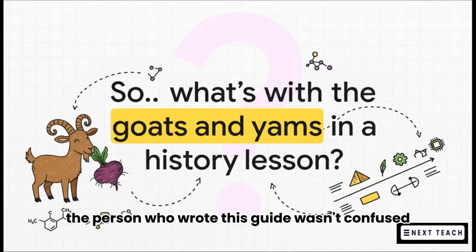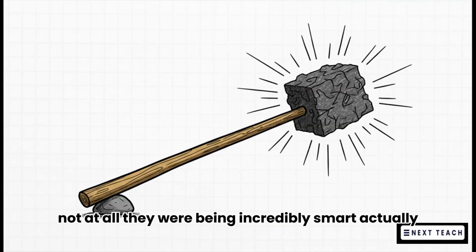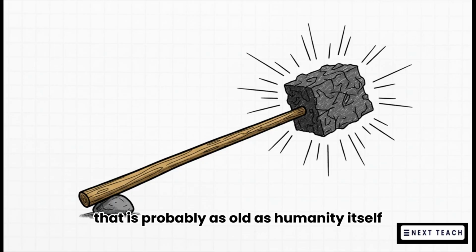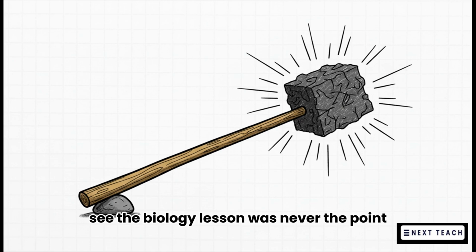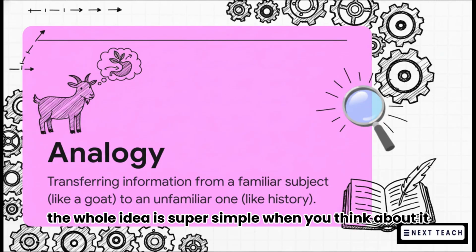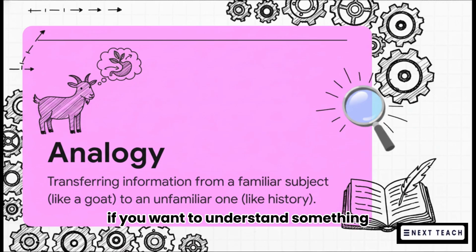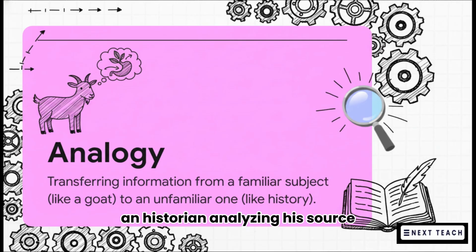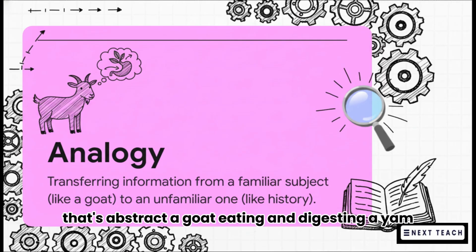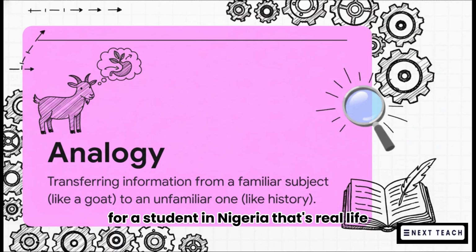And here's the thing. The person who wrote this guide wasn't confused. Not at all. They were being incredibly smart, actually. They were using a teaching trick that is probably as old as humanity itself. The secret is analogy. That's the key. See, the biology lesson was never the point. It was the tool. The whole idea is super simple when you think about it. If you want to understand something that's new and kind of abstract, you connect it to something you already know that's real and concrete. An historian analyzing his source, that's abstract. A goat eating and digesting a yam for a student in Nigeria, that's real life. It's tangible. You can picture it.